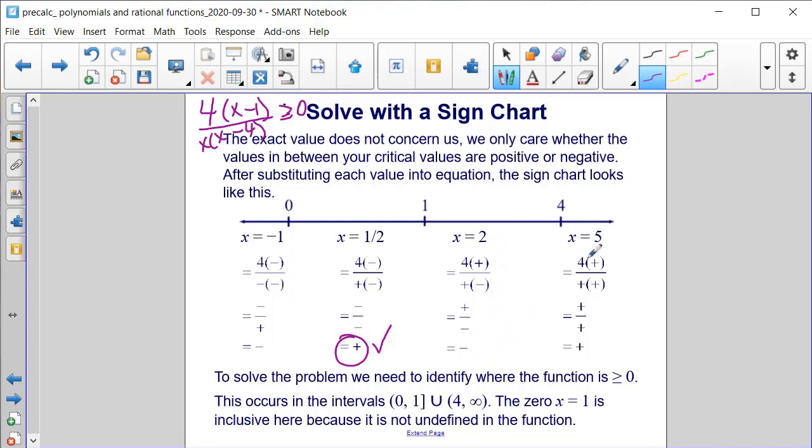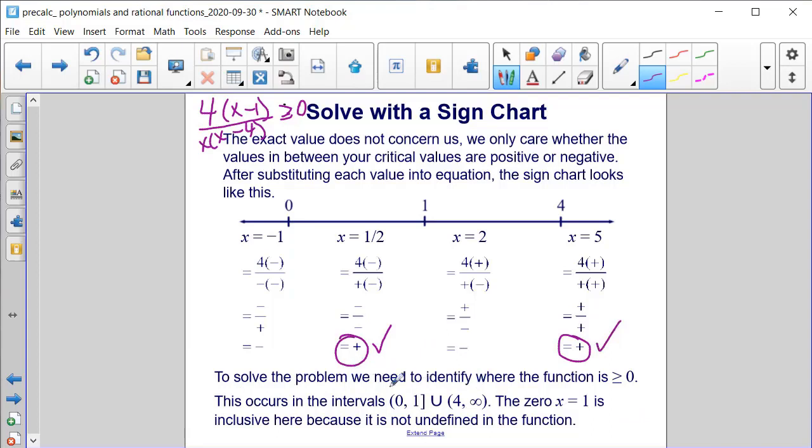Now let's try our last test point, which is x equals 5. 5 minus 1 is 4, that's positive. 5 itself is positive, and then 5 minus 4 is 1. That's also positive. So 3 positives give us a positive divided by a positive, which is positive. This means that the y output is above the x-axis, or the function is greater than 0. So this also works to satisfy our inequality.